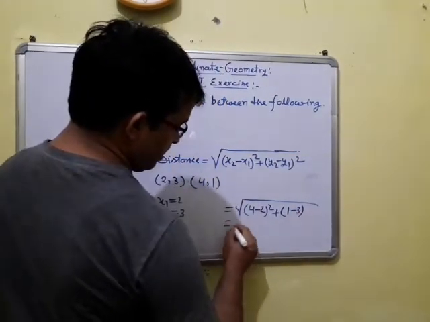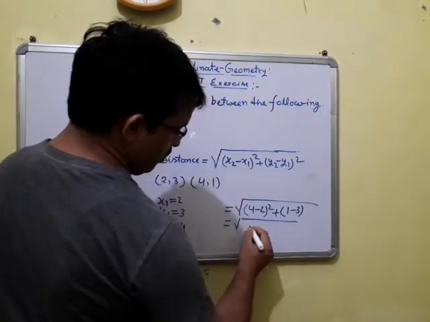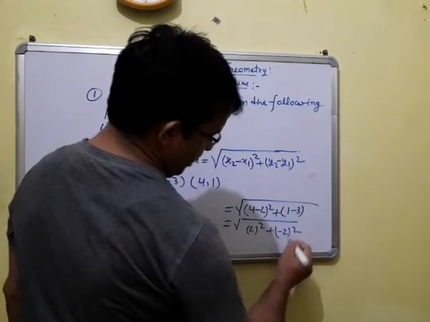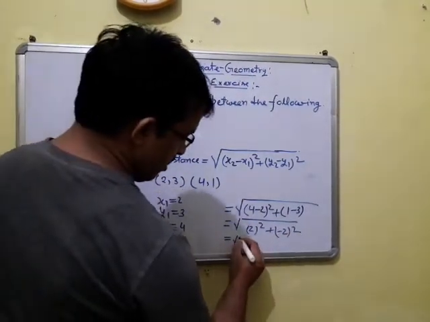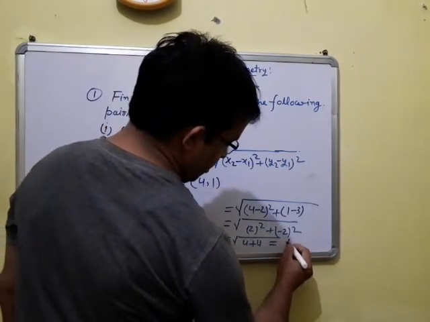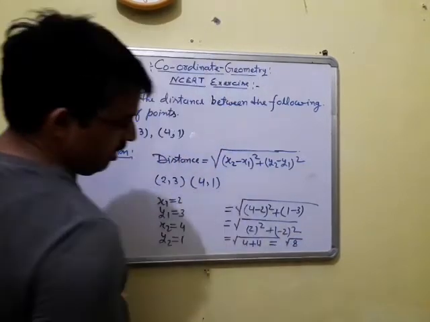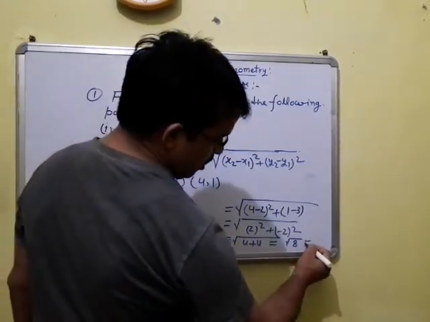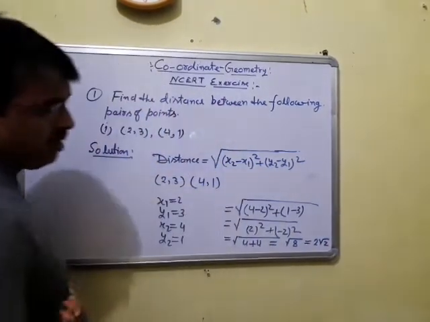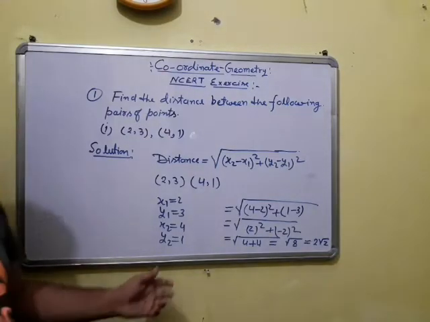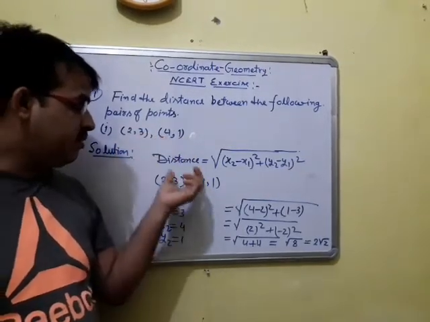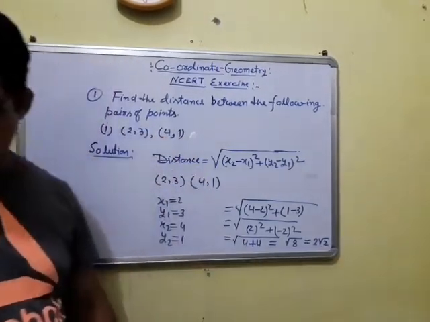Clear? We already discussed this question. 2 whole square plus minus 2 whole square. So what do we get here? 4 plus 4, we get root 8. And root 8 is written as 2 root 2. So we find the distance between these two coordinates: 2 root 2 units. Clear?